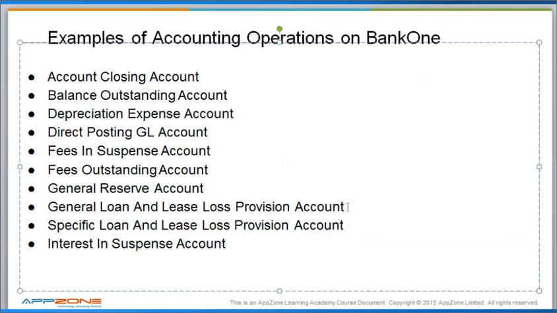So when a provision is made, the regulation expects the bank to make a 1% provision for all its loans that are performing. So once that is done, the system will automatically post the 1% into this account called General Loan and Lease Loss Provision account. Likewise, for the non-performing customers, the system will also post their own provision amounts into an account called Specific Loan and Lease Loss Provision accounts.